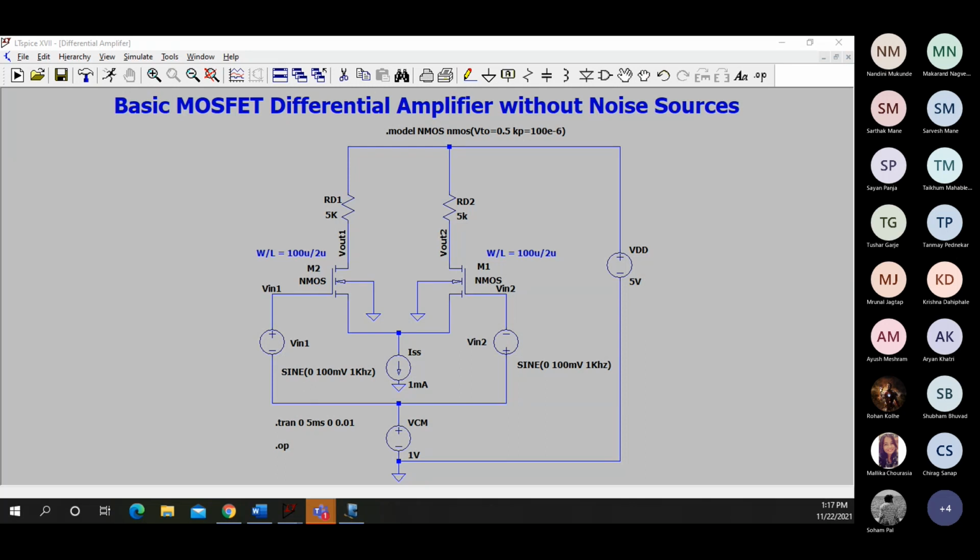So see here, Rohan, what you have done is instead of length you have put width, and instead of width you have put length. Can you correct that? W by L ratio is 100 by 2, not L by W. Yes, I've corrected that. Good.